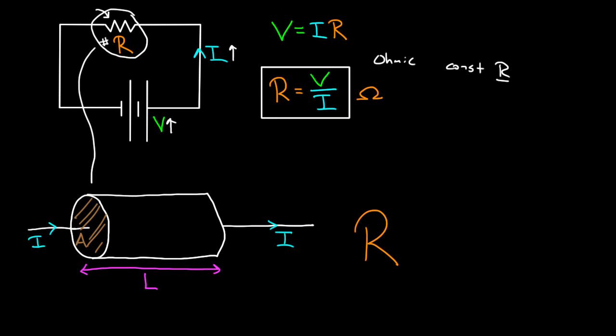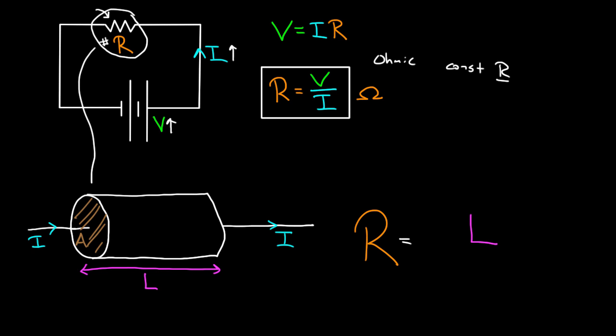And if we try to put this in a mathematical formula, what that means is if I increase the length, R should depend on the length. It turns out it's directly proportional to the length. If I double the length of a resistor, I get twice the resistance. But area, if I increase the area, I should get less resistance because there's more room to flow.